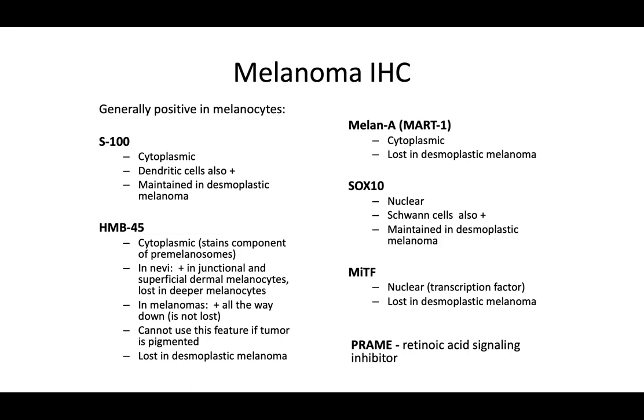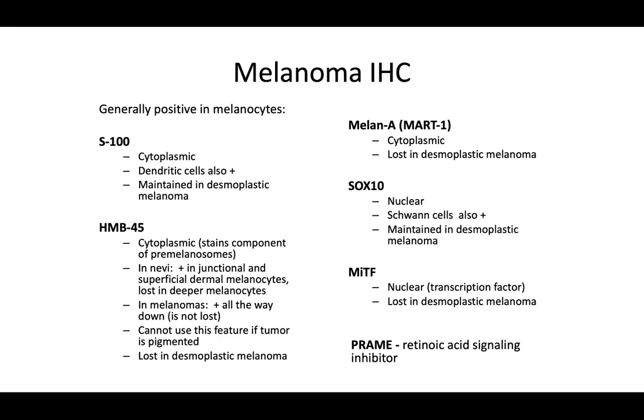HMB45 will also be positive in most melanomas, except the desmoplastic melanoma. And keep in mind that blue nevi, particularly even cellular blue nevi, can have abundant HMB45 expression. And so it doesn't mean that it's a melanoma if it has diffuse HMB45, if it's a cellular blue nevus. That's one very important exception. Cytoplasmic staining for HMB45 is usually seen in the junctional and superficial dermal melanocytes, but lost in the deeper melanocytes. In melanomas, it's positive all the way down.